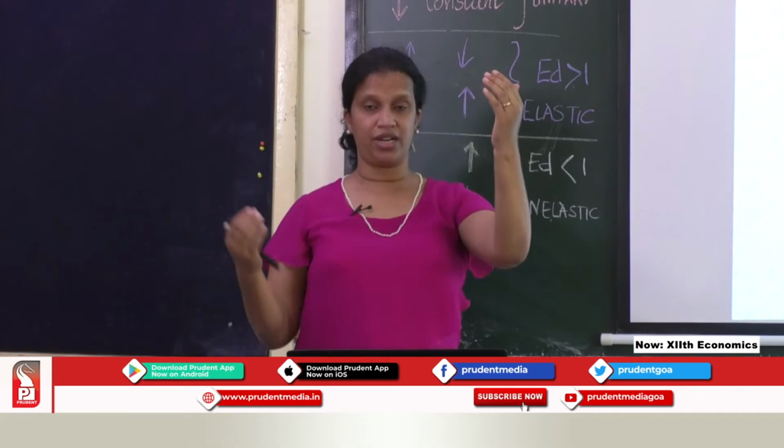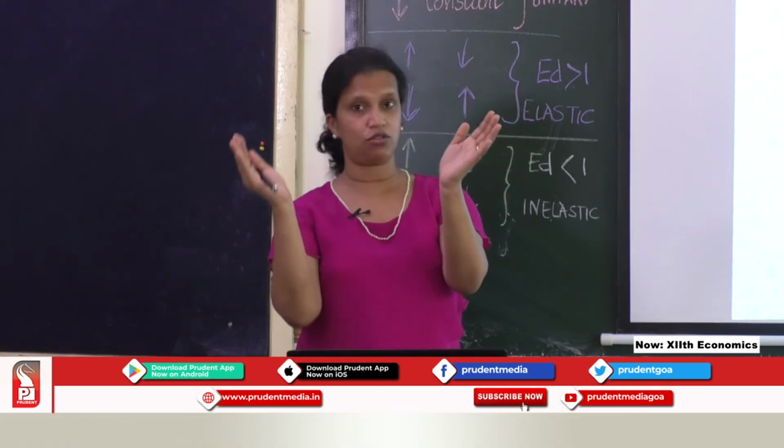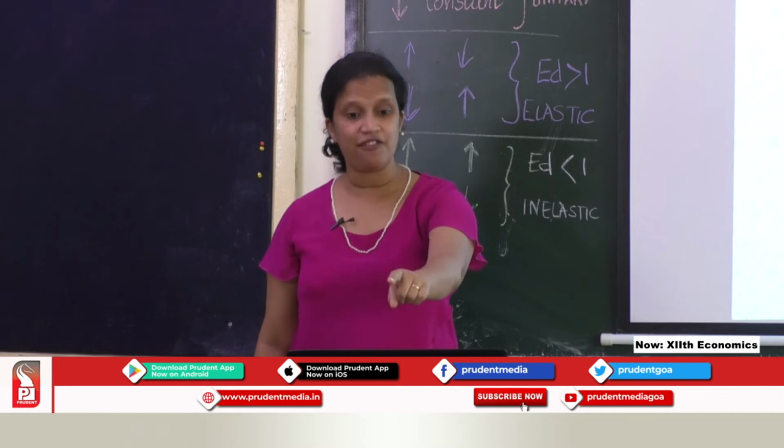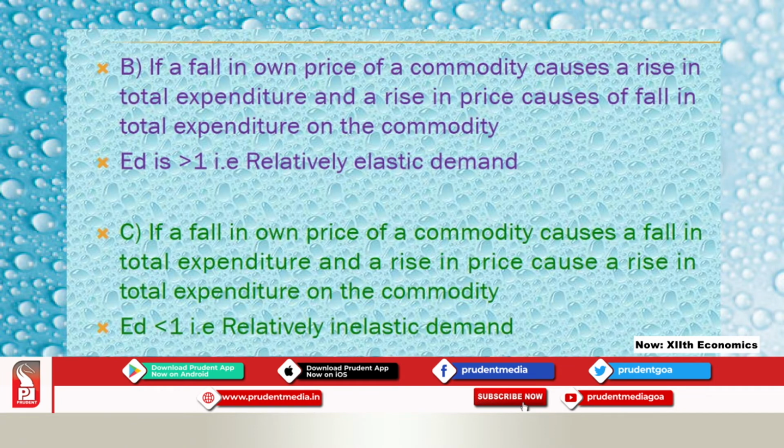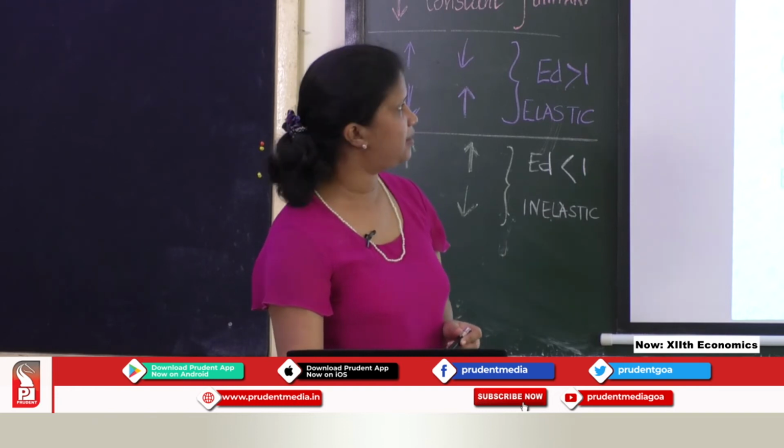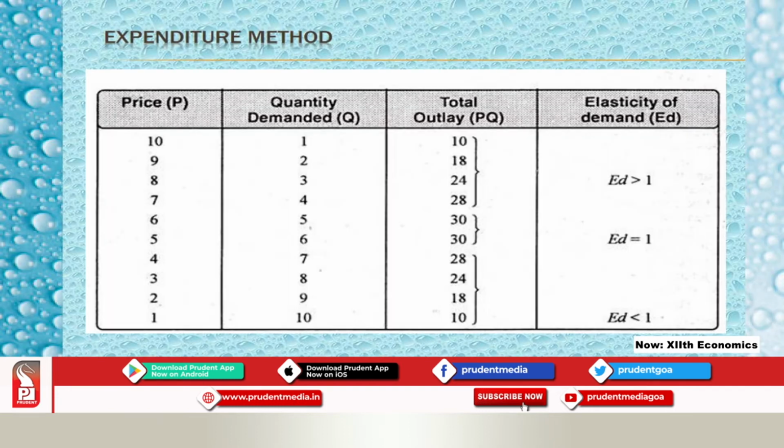Now, in this case, the relationship between the variables price and total expenditure is in the opposite direction. Therefore, you can conclude that the elasticity will be greater than 1, or it is relatively elastic demand. And the third situation is where price falls, your expenditure also falls, or if the price rises, expenditure also rises. So, in this case, we can conclude that the elasticity of demand is less than 1, or relatively inelastic demand.